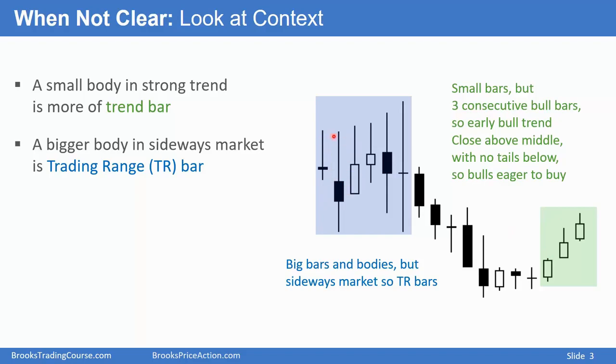Every time the market goes up, it goes down. Every time it goes down, it goes up. So you got 5, 6 sideways bars closing in the middle, prominent tails up and down, even though the bodies are relatively big compared to the bodies over here. The context here, we're sideways, sideways, sideways, sideways. We're not going up or down. The context is a trading range, and trading ranges are made up mostly of trading range bars.